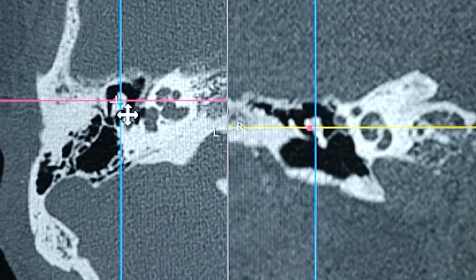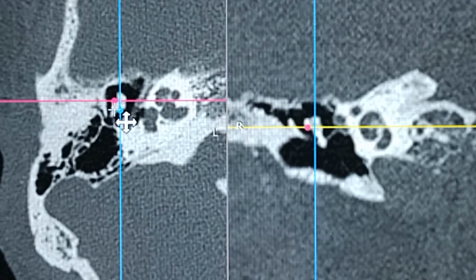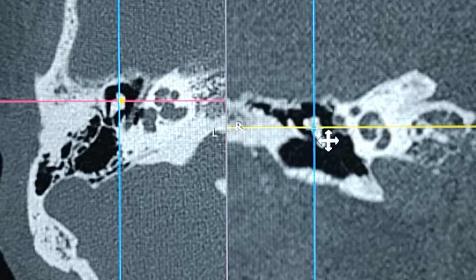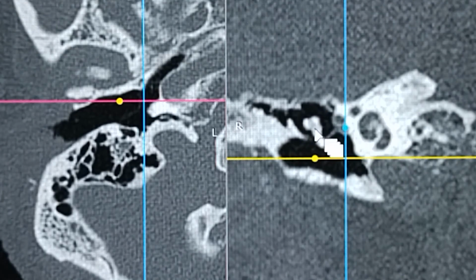See my cursor. Now it's on the incus. You can see that's the pink dot. See the pink dot over here now. On the coronal scan, the pink dot is saying that this is the incus, and on the axial it's still the incus. And you can see this is the incus, and now this is a malleus. So this is that bilobed structure which I was talking about. So a lot of people think that this entirely is the head of malleus, but not. This is incus and this is head of malleus.